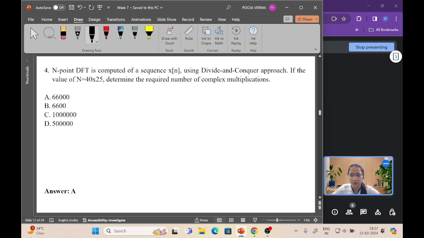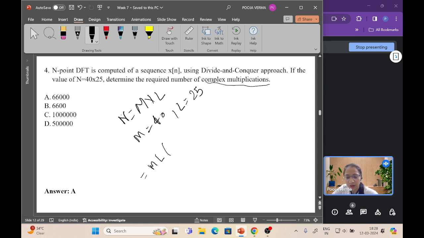Okay, moving to the next question. An N-point DFT is computed of a sequence x of n using the divide and conquer approach. If the value of N is equal to 40 multiplied by 25, determine the number of complex multiplications. As we know, N is equal to M into L, so here M is equal to 40 and L is equal to 25. They have asked for the total number of complex multiplications required. As we know, the total number of complex multiplications required is given by the formula ML(M plus L plus 1).